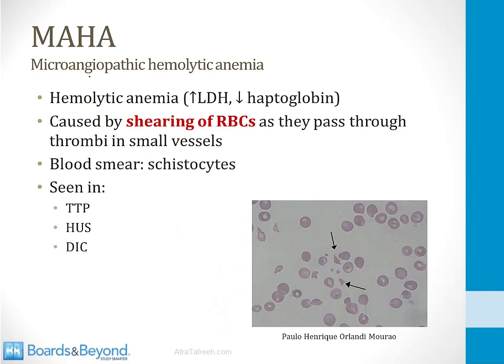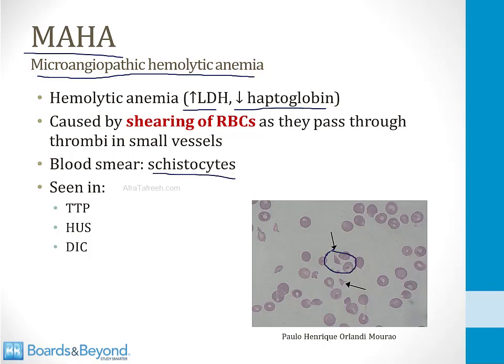When the small blood vessels are obstructed, a special type of hemolytic anemia occurs called microangiopathic hemolytic anemia. Most people call it MAHA. This looks like any other hemolytic anemia with increased LDH levels and low haptoglobin levels. However, there is one special feature, and that is the presence of schistocytes. These are schistocytes shown in this blood smear here. They look like fragments of red blood cells, and these are formed by the shearing of red blood cells as they pass through a narrowed portion of the microvasculature, which is obstructed by thrombi.